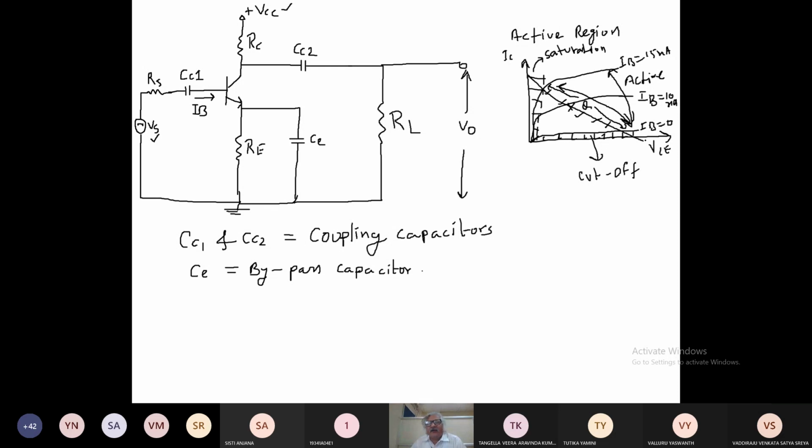Because if it reaches cutoff and saturation, then the shape of the amplified signal will not be exactly the same. Suppose this is your input. If you are amplifying it by using proper DC voltage, you will get this type of amplified signal. But if you have not done proper biasing, then what will happen? There may be a chance that you will get this type of signal. So it is not exactly the same shape as the input. That's why you have connected your DC voltage source.